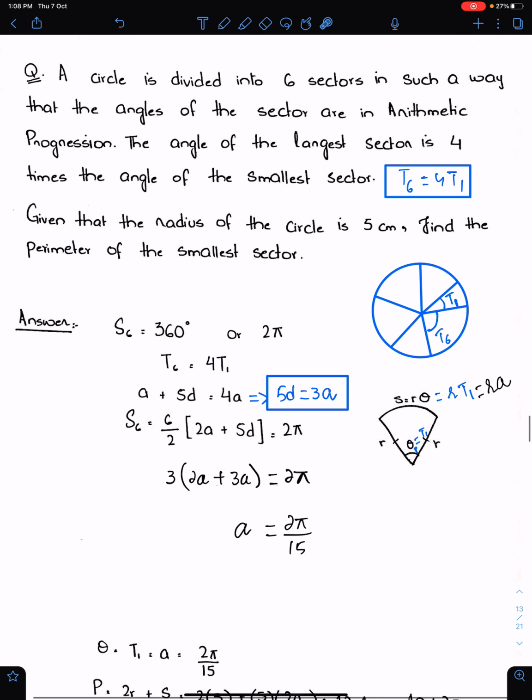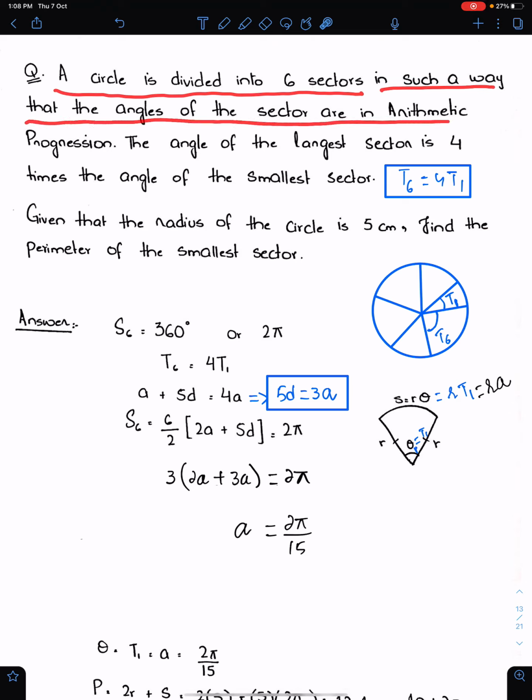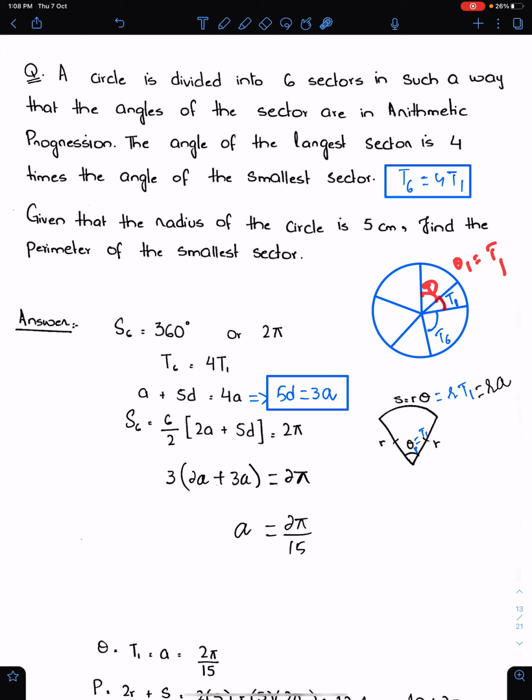Question number 1. A circle is divided into 6 sectors in such a way that the angles of the sectors are in AP. Let's suppose this is the circle and this circle is divided into 6 sectors. This is sector number 1, this is 2, this is 3, this is 4, this is 5 and this is 6. And angles are in AP means this is theta 1, which is equal to T1, theta 2, which is equal to T2, theta 6 means T6.